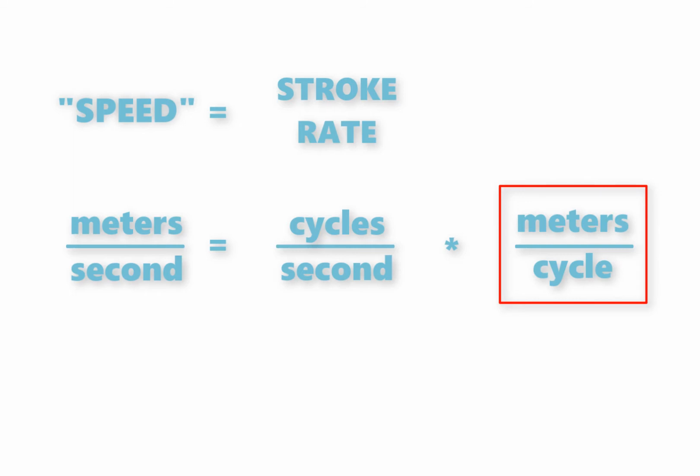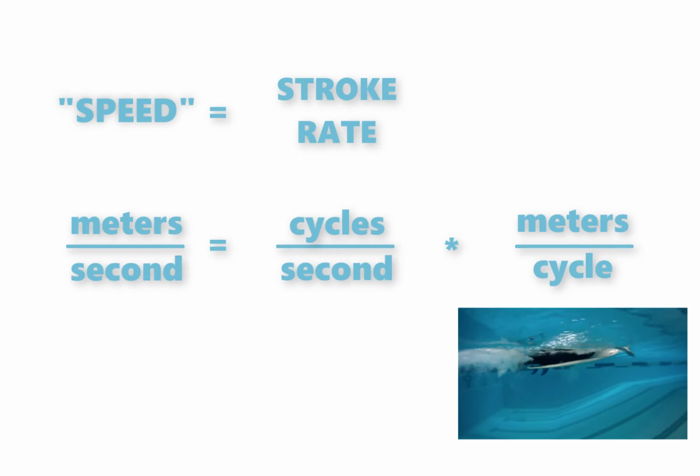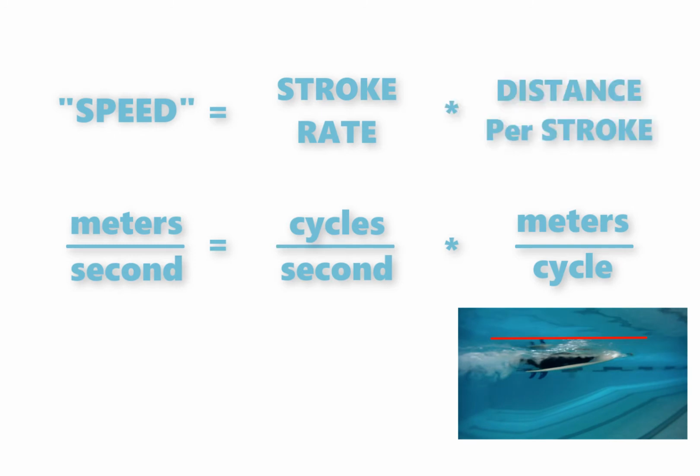That way, cycles cancels out when these two variables are multiplied together, and we're left with meters per cycle, or meters per stroke cycle. What is this? Just think about it for a moment. Meters per cycle, meters per stroke cycle, meters per stroke. Whoa! So this is how far you go with each single stroke. The distance per stroke. Now it makes sense.